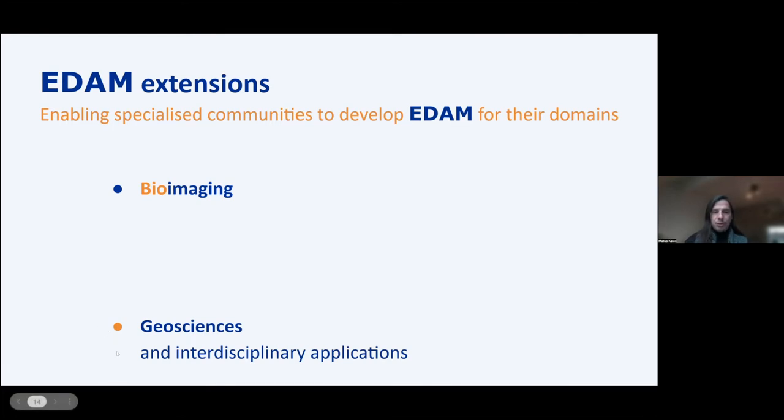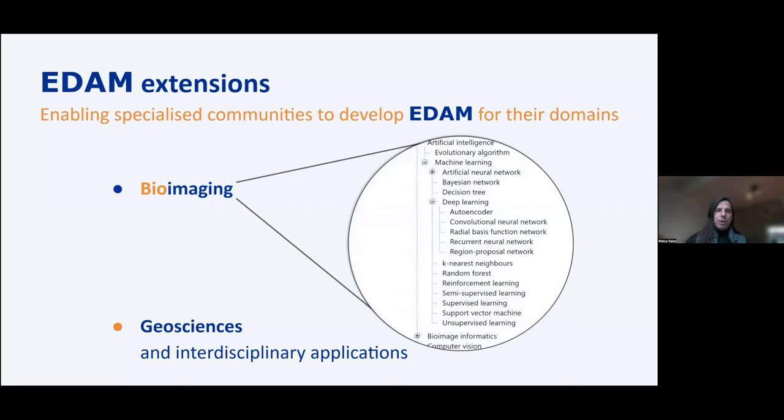And another example is for geosciences and interdisciplinary applications. So this is EDAM Geo that we started developing last year with a growing community. And this is to enable applications where both biological and geographical data need to be used, and also some other generic interdisciplinary sciences and science-based applications. Worth mentioning is that part of EDAM bioimaging is also all the concepts related to machine learning and especially deep learning, as deep learning comes from the image analysis domain. So it was making a lot of sense that it was the image analysis community that helped developing that part of EDAM as well.